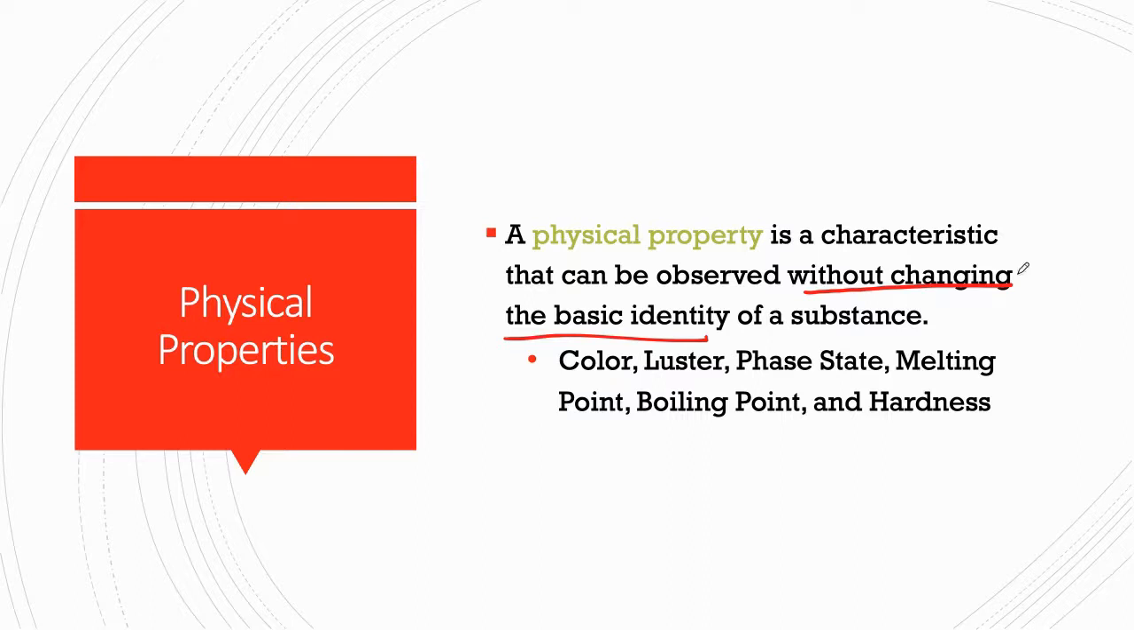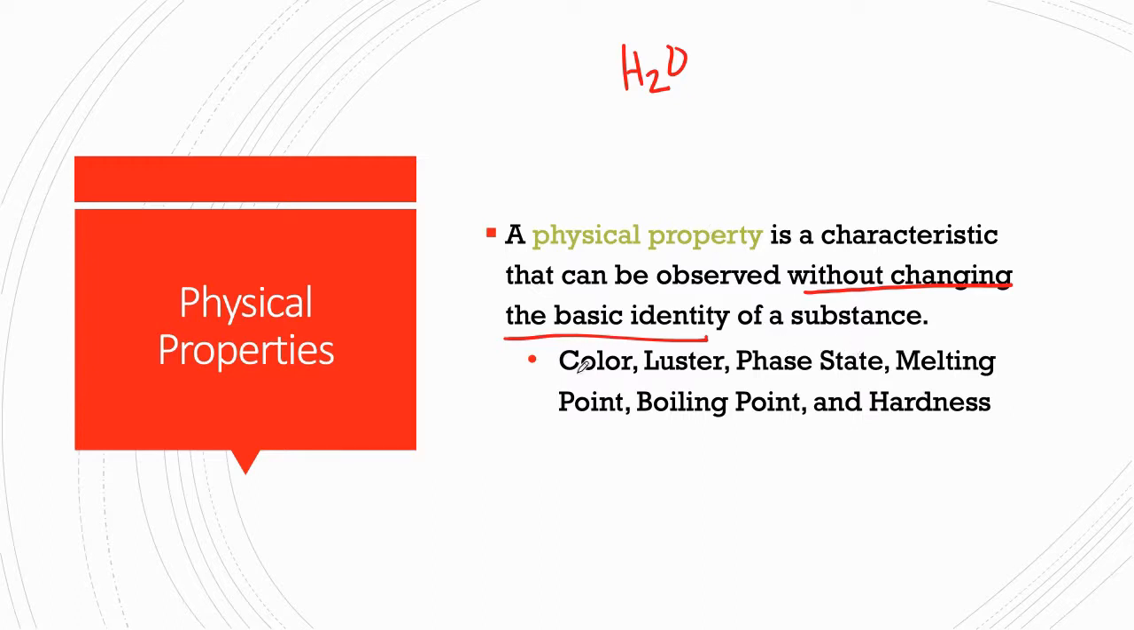Let me give you an example. We can take ice and melt it, and it becomes water. But both ice and water are H2O. So the identity of it really hasn't changed. It looks a little bit different, but it's still just H2O, whether it's frozen H2O, which we call ice, or liquid H2O, which we call water. It doesn't matter, it's still the same substance. So we haven't changed the identity of the water, we've just changed its state. So state or phase state or physical state is a physical property.